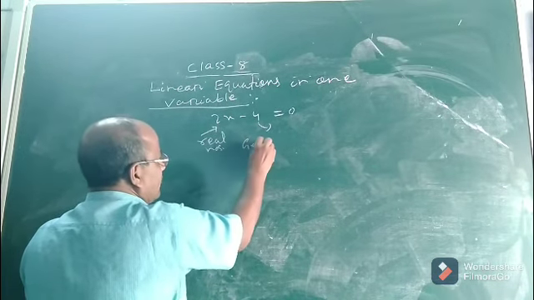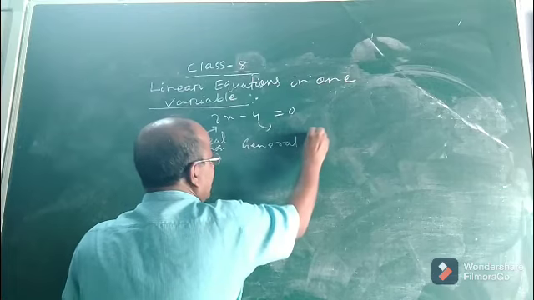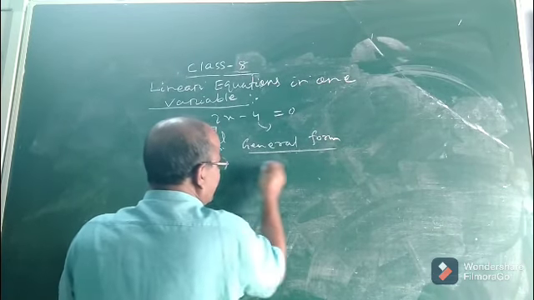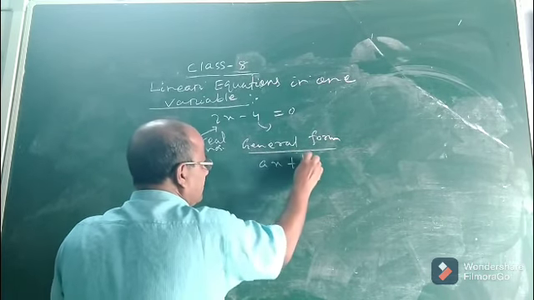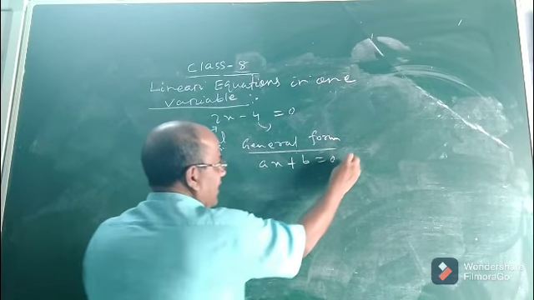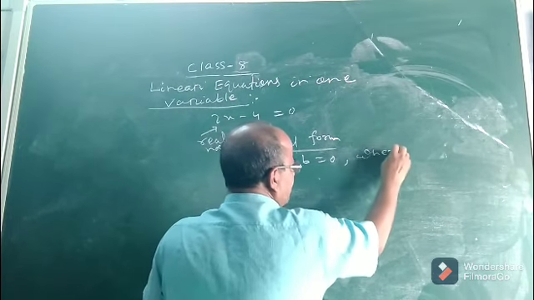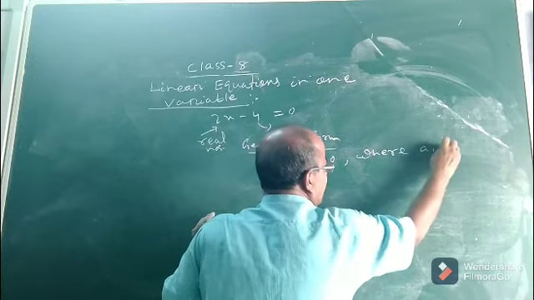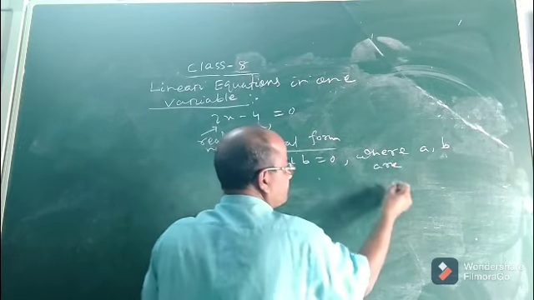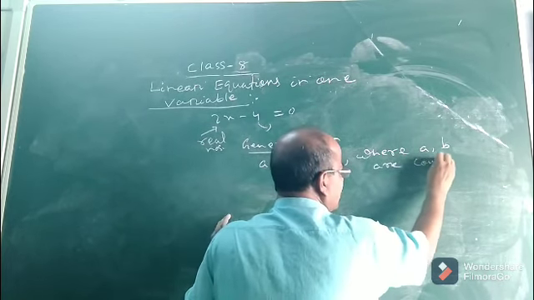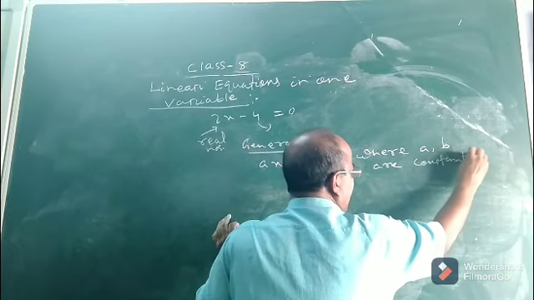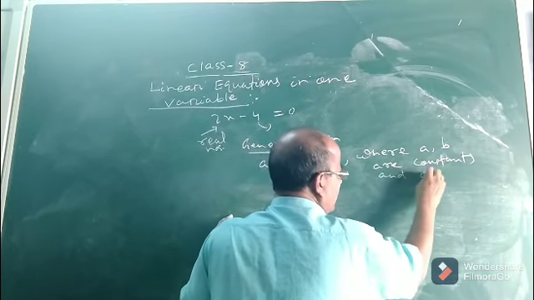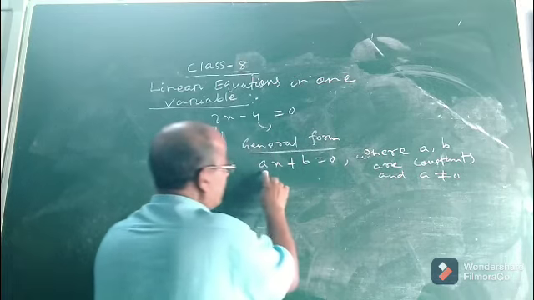See, general form or standard form, whatever you say. The general form of a linear equation is ax plus b equal to 0, where a and b are constants, or real constants, whatever you say. And a should not be equal to 0.